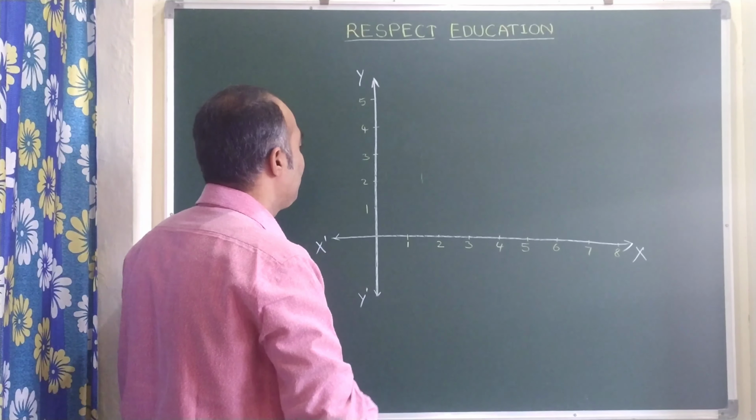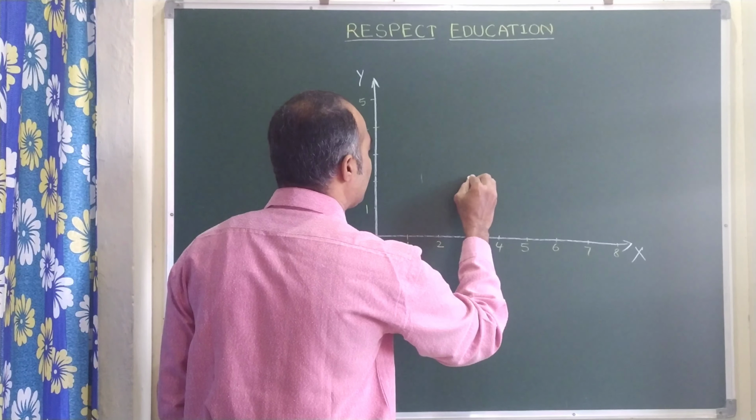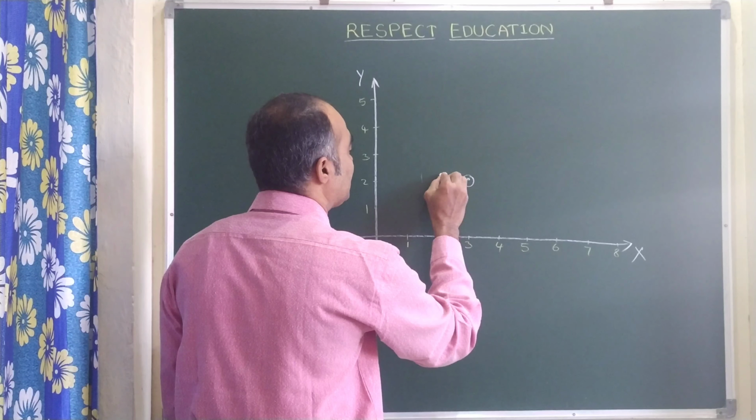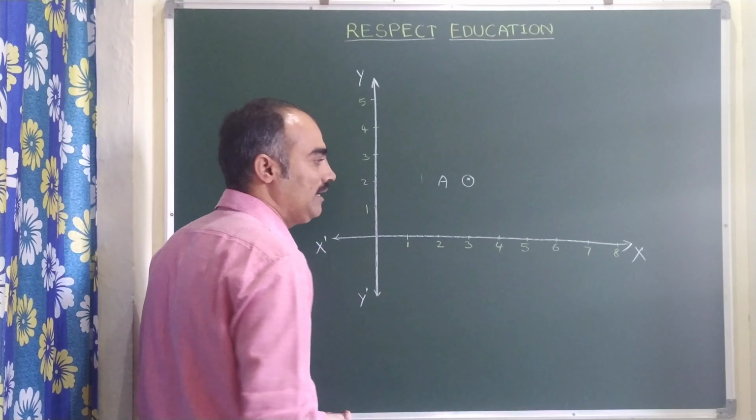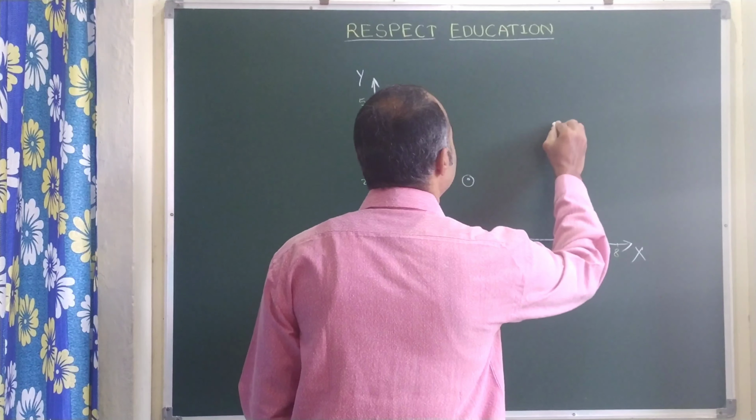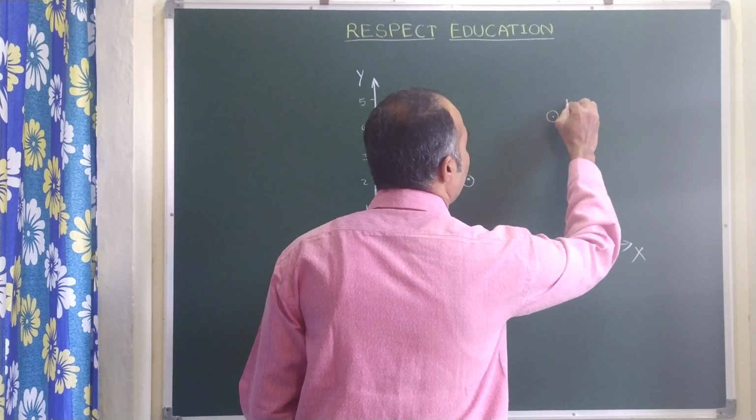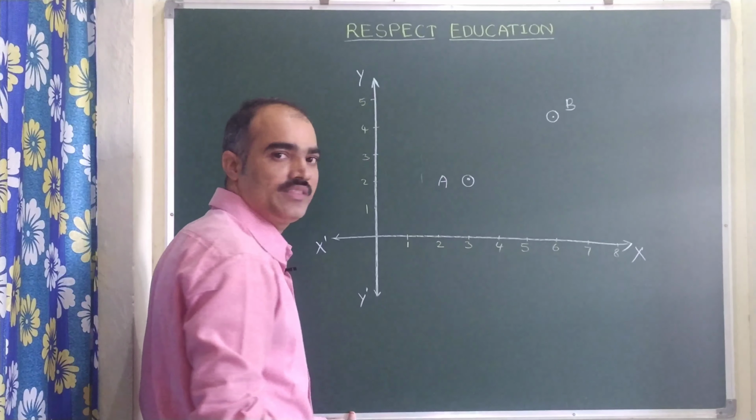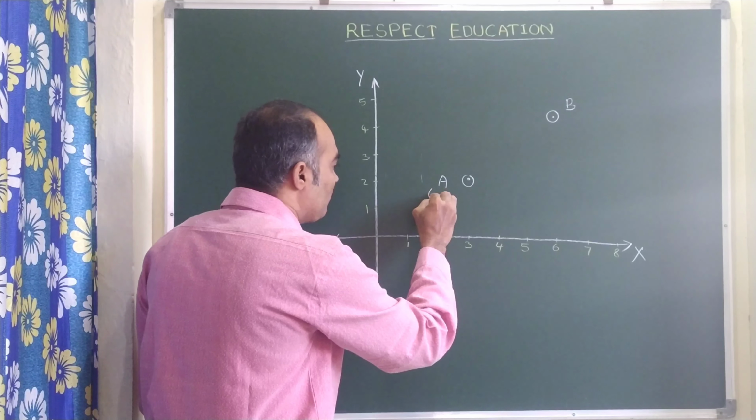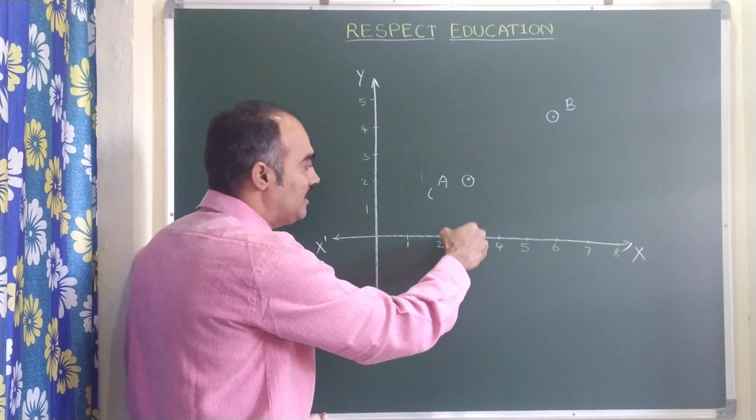Now here I am taking a point. The first point I am taking is here. Suppose I name it as A. And here is the other point I am taking. This point I am naming as B. Now what is the corresponding value on the x-axis?